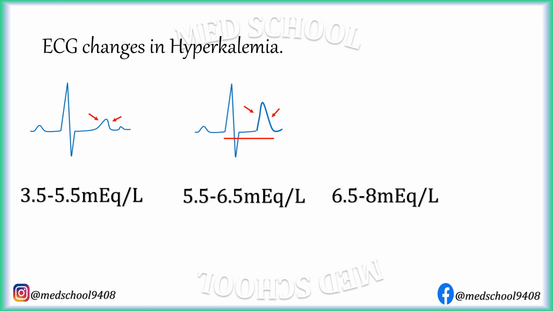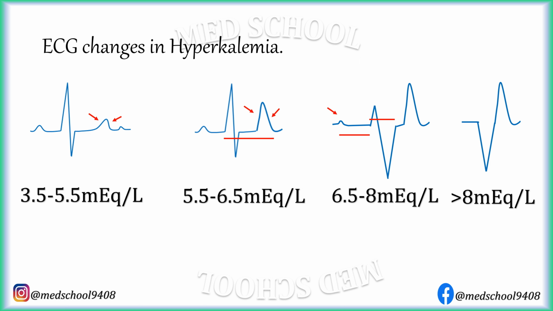When serum potassium level is between 6.5 to 8 milliequivalent per liter, along with T wave changes, P wave diminishes in amplitude and may disappear. PR interval is prolonged. QRS complexes are widened. When serum potassium level is more than 8 milliequivalent per liter, P wave disappears. QRS complexes merge with tall T wave to form sine wave pattern. At this level, there is high risk of developing torsades de pointes, which is a form of polymorphic ventricular tachycardia.